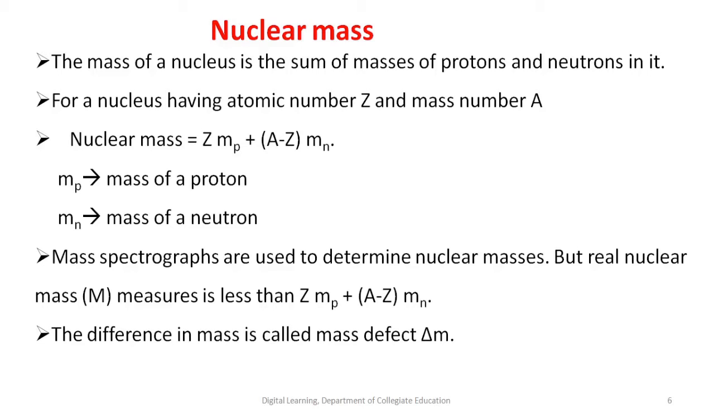So there is a difference. That difference is called mass defect and it is denoted by delta M. Since there is a change in the mass between the measured value and the calculated value, the difference between the measured and calculated values is called mass defect, represented by delta M. So delta M is equal to Zmp plus A minus Z into Mn, the calculated value, minus capital M, the real mass measured using the mass spectrograph.